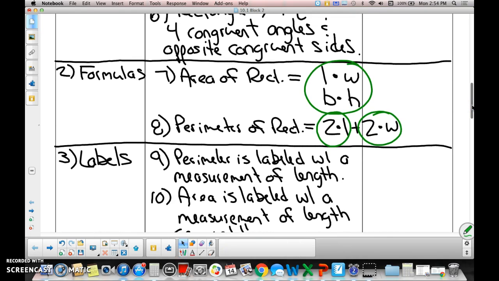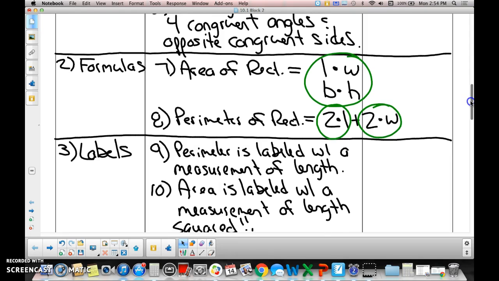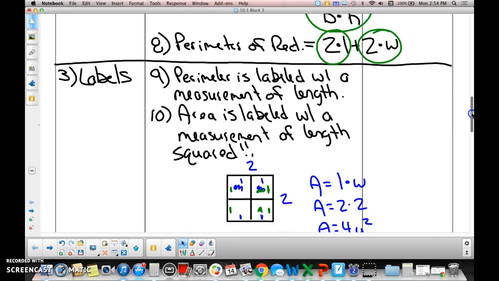What is the label for area? Somebody tell me the label for area, assuming I did not give you any measurements. Anna. Units squared. Somebody give me the label for perimeter, assuming I don't give you any measurements. Josh. Units. Labels, very important when it comes to perimeter and area.